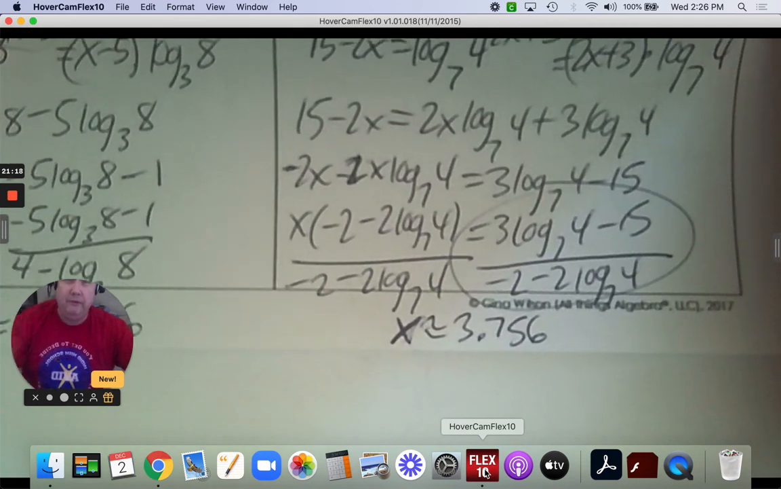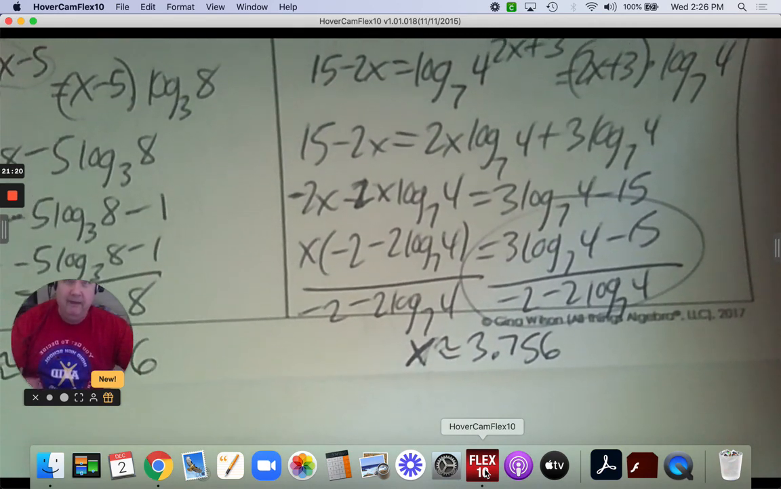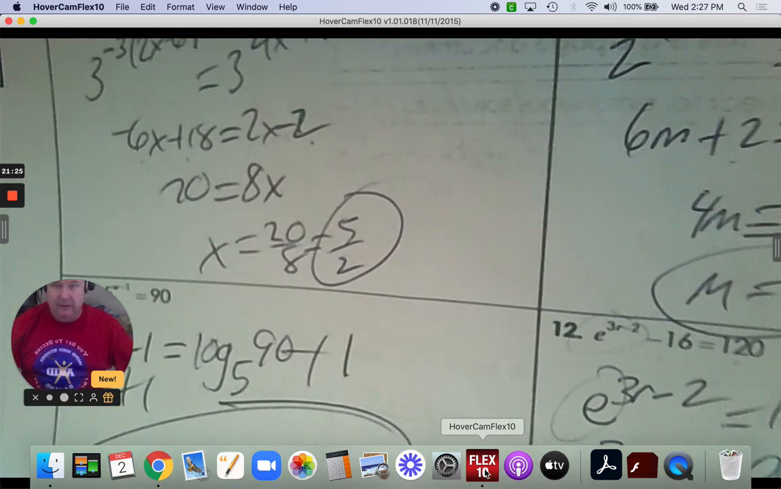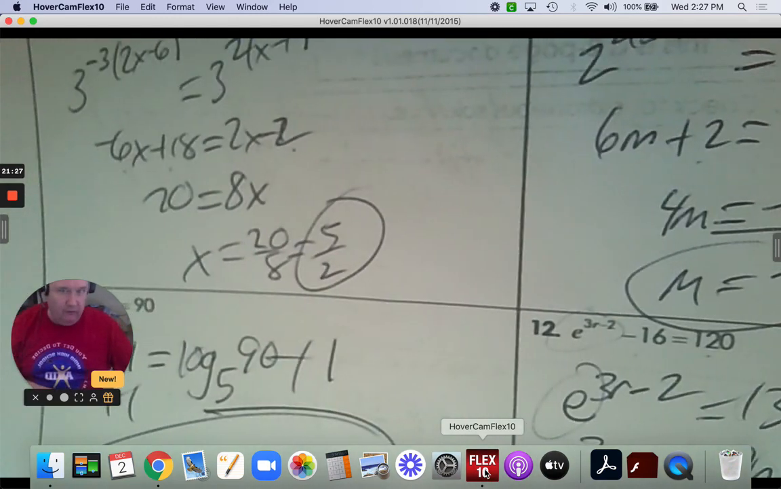So there's your review on solving equations: logarithmic equations, exponential equations, using logarithms, using common bases. Now there's some homework to go with it as well.